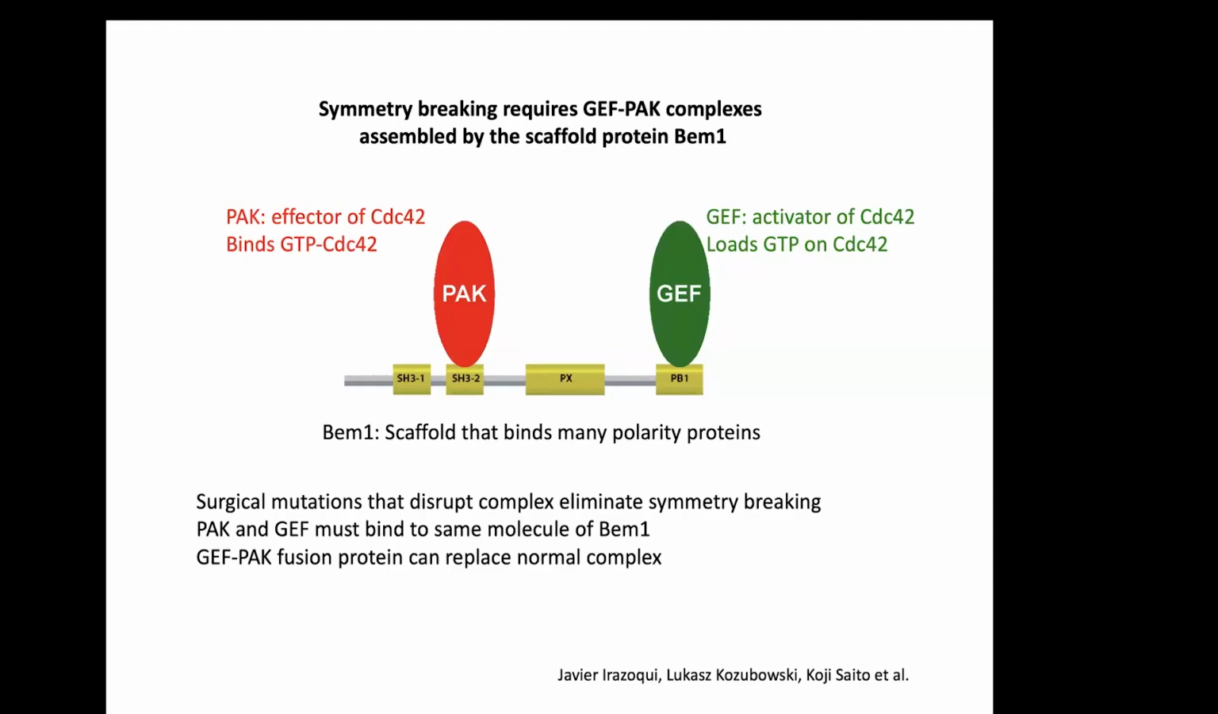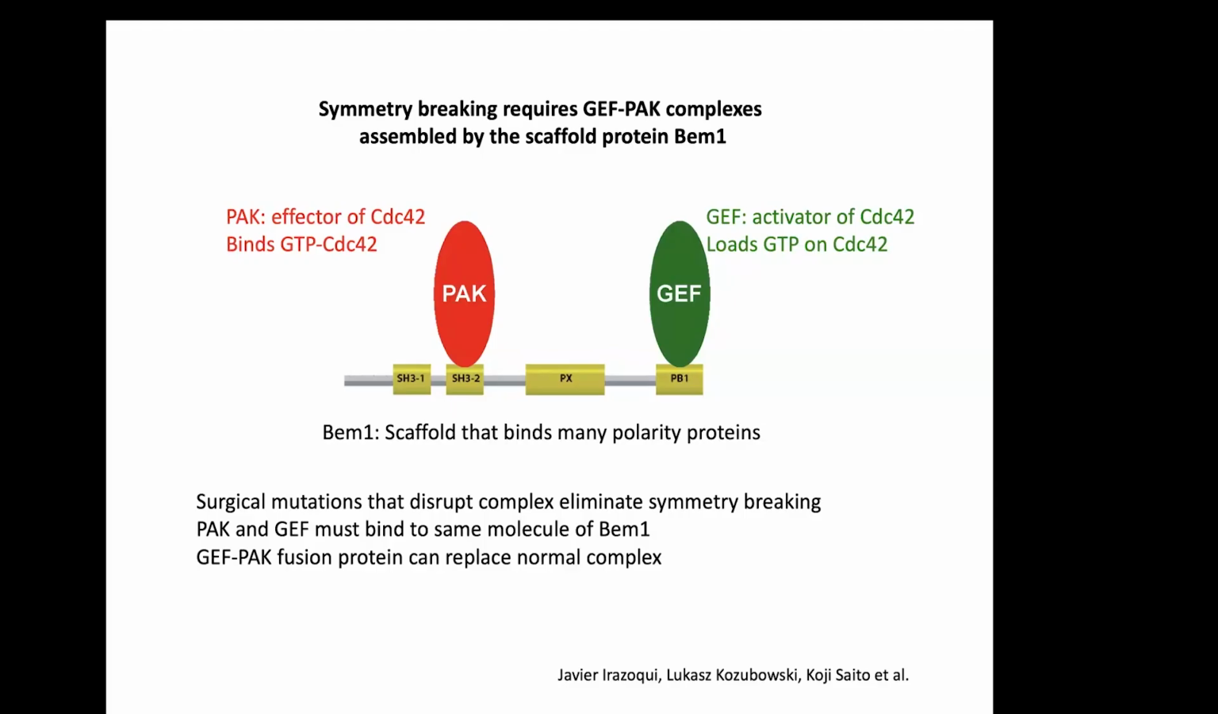It's an enzyme that will load CDC42 with GTP, turning it into its active state. Once it is GTP bound, like all of the Rho family of proteins, it can be recognized by a set of proteins called effectors, one of which is called P21 activated kinase. Effectors are proteins that only recognize the GTP form, and then they do something when they bind to the GTP form.